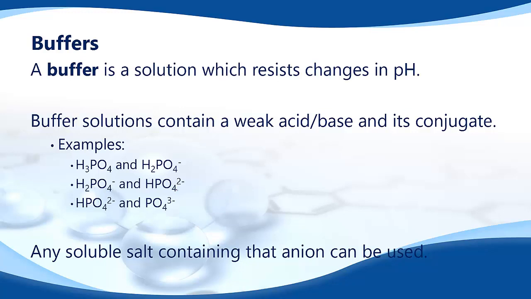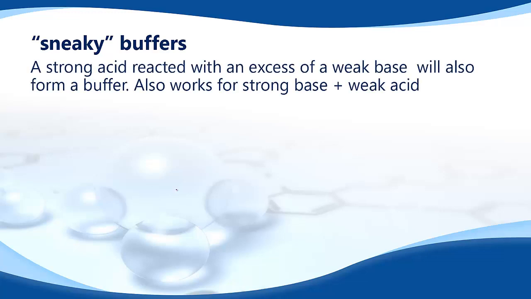So this is the traditional way to make a buffer. The other way to make a buffer, and this is something that you're going to see a lot of, are what we call sneaky buffers. Right, because we can kind of backdoor this if we don't have one of the salts available. The way that we do that is we react it with a strong acid or a strong base. If I take a strong acid, say for example hydrochloric, and I react it with excess weak base, any weak base I want, I'm going to form a buffer. Or if I take sodium hydroxide and react it with an excess of any weak acid, that will also give me a buffer. So here's an example of how I can make this.